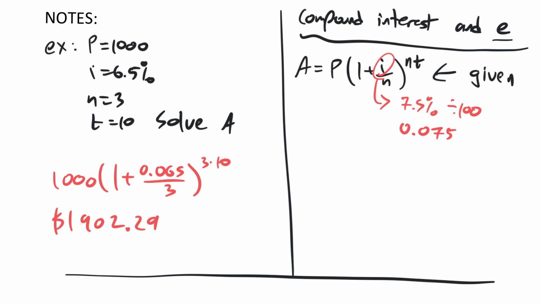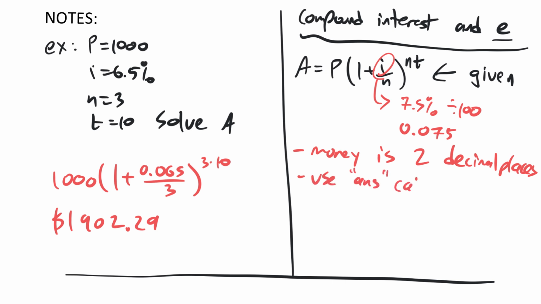So that obviously raises another thing to write down for notes: money is 2 decimal places, so watch for that. And also I would recommend using the ANS button on your calculator, so that way you avoid any rounding errors.